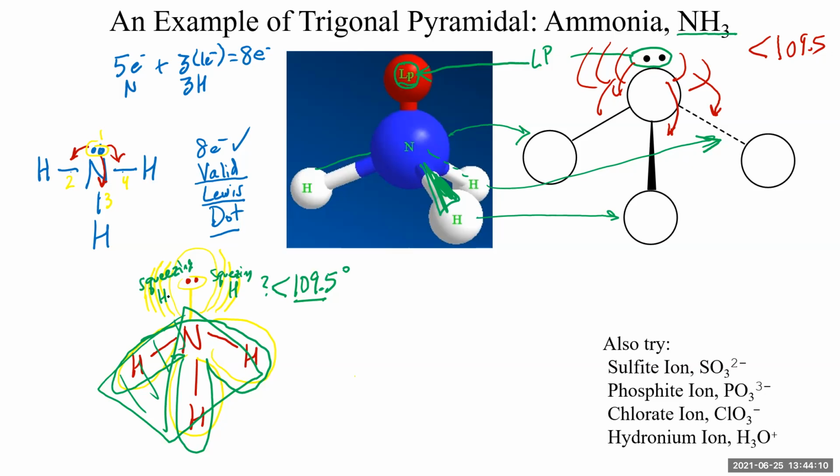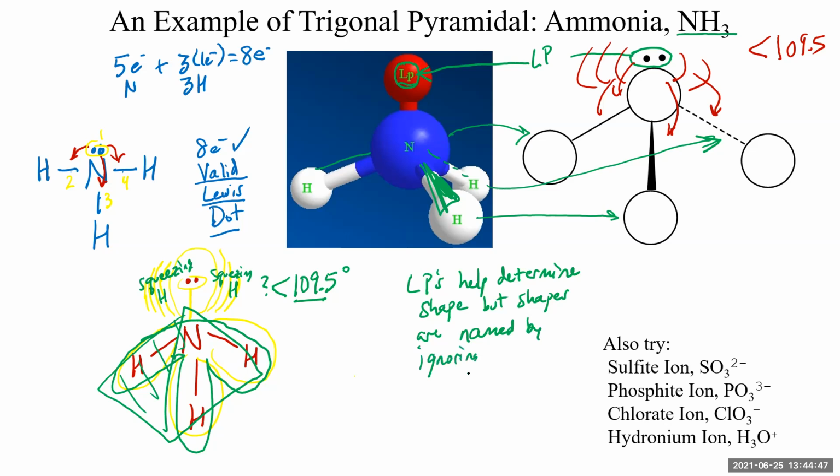It is warped. It's warped because something is extra repellent. So we get a less than 109.5. It's a trigonal pyramidal shape. It's shaped like a pyramid. Remember, we do not name the shape according to the lone pairs. Lone pairs help to determine the shape, but shapes are named by ignoring the lone pairs, as if they're not even there.